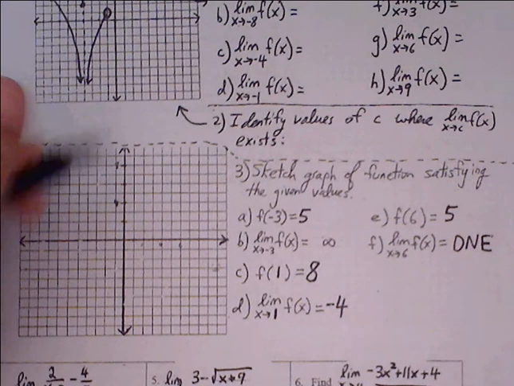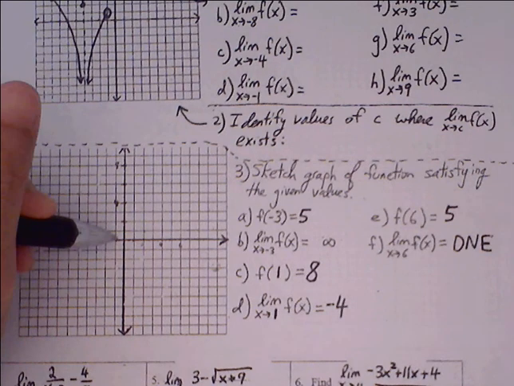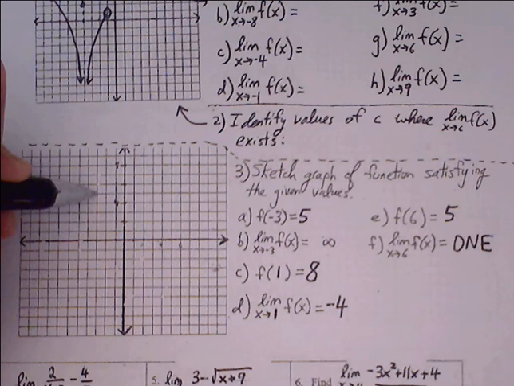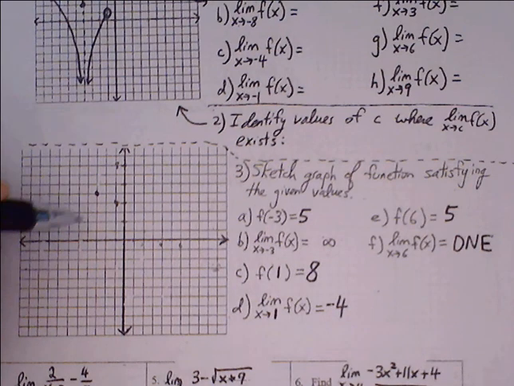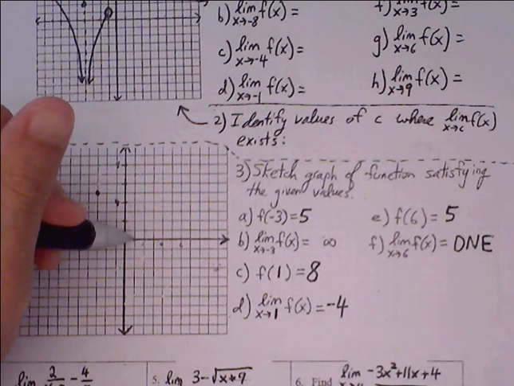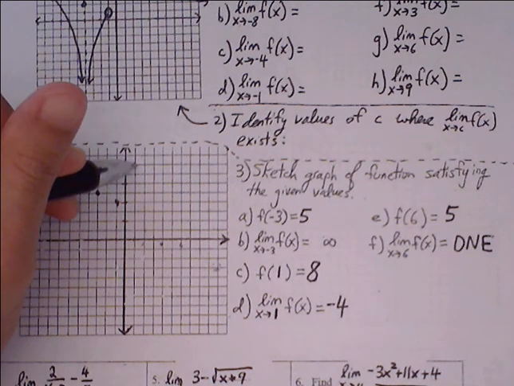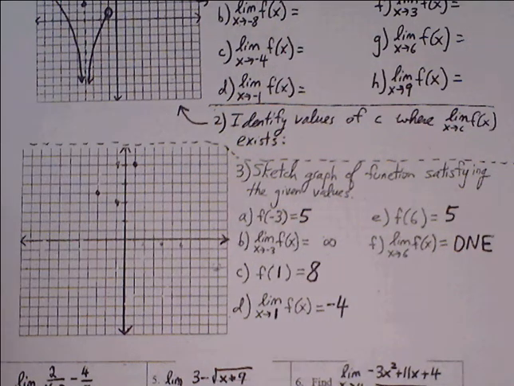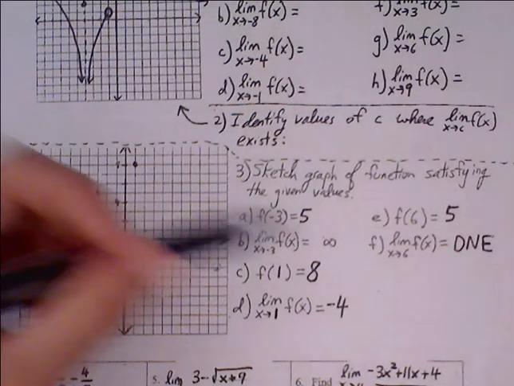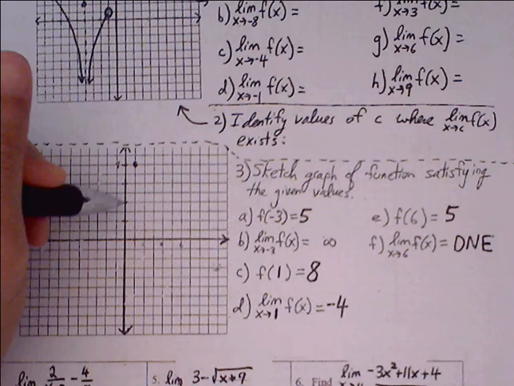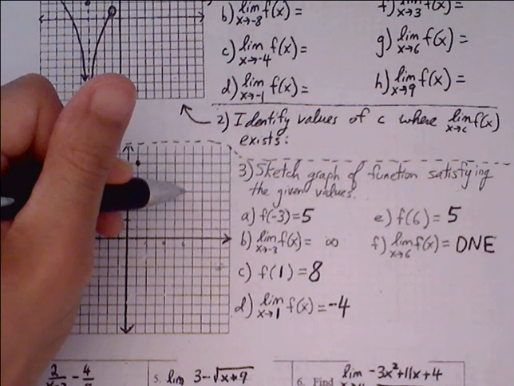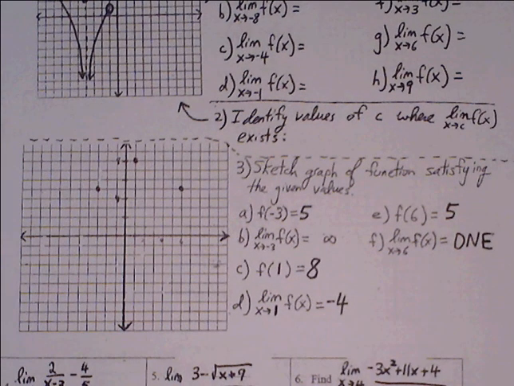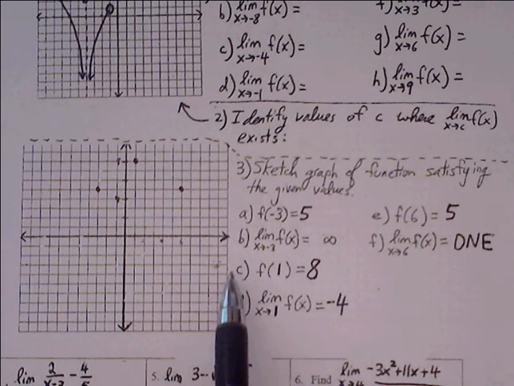So we know f of -3 is equal to 5. So at -3 we can plot the ordered pair at 5. F of 1 is equal to 8, so I'm going to plot that ordered pair 1, 8. We know that f of 6 is equal to 5. So we have 3 ordered pairs, and then the rest we have to provide a graph involving limits.